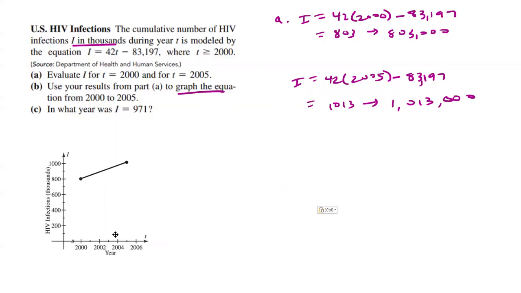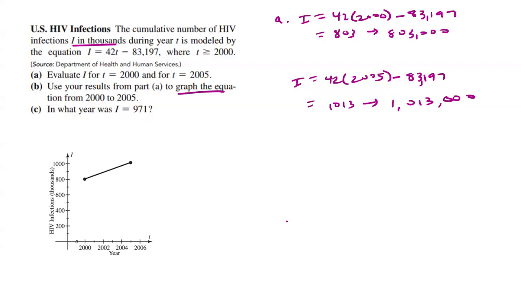All right, so here's our graph for B. All right, so there's 2,000, about 800 here, and then 2005 is a little over 1,000 or the 1 million mark. Okay. And then in what year was I equals 971? Well, we can solve for I here. I'm sorry, for T. See what we get there. So let me pause here for a second.